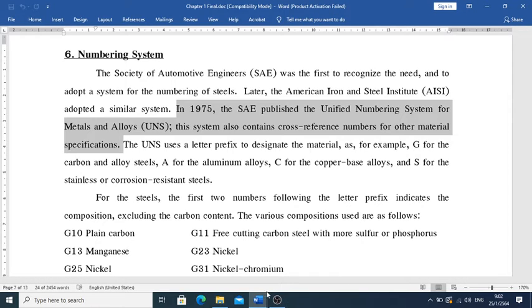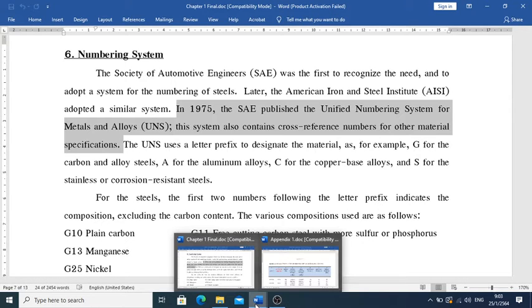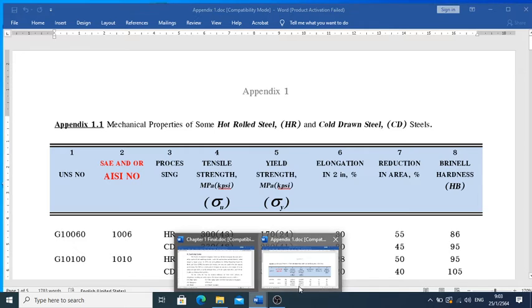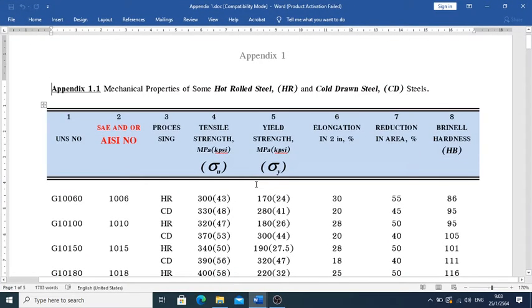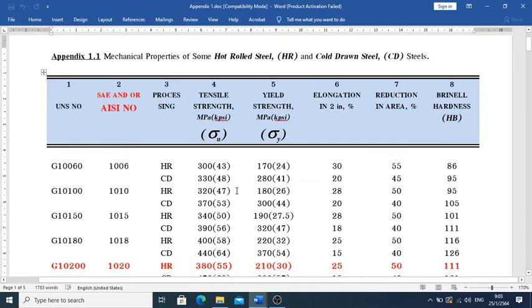Okay, let's see an example of what I just mentioned. Let's see Appendix 1 at the end of the textbook. Everybody, go to the end of the textbook. Let's go to Appendix 1.1, and get started with it. Appendix 1.1: the mechanical properties of some hot rolled steel and cold drawn steel.